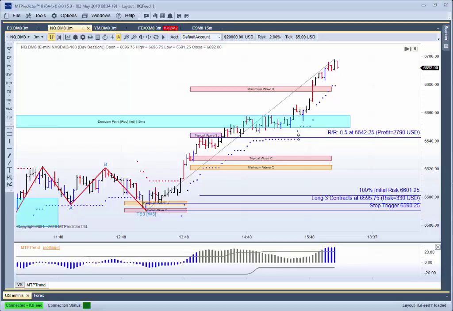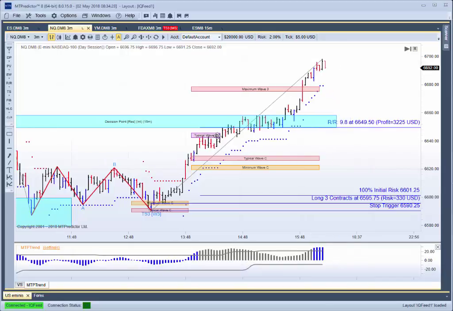If you're more aggressive, you might say, well, I don't want to come out at the typical wave 3 WPT. I might want to come out at the higher level resistance target. If you'd done that, that would have increased your profit to approximately 9.8 R, or almost 10 R.